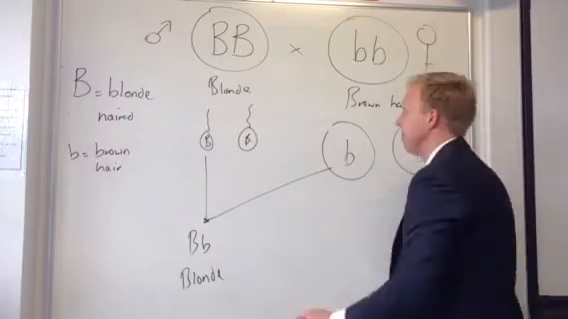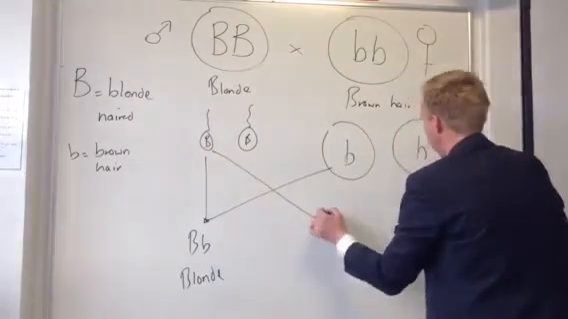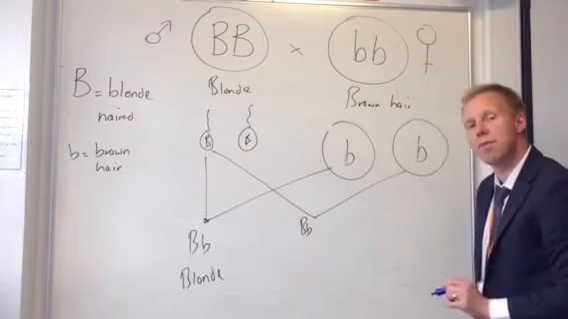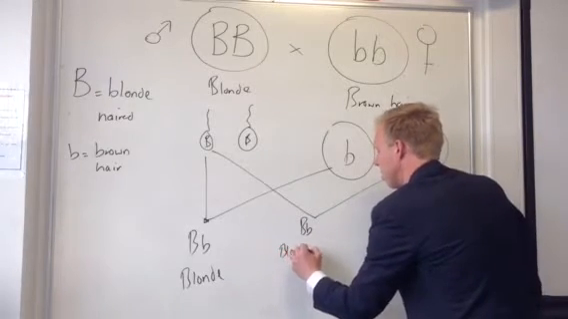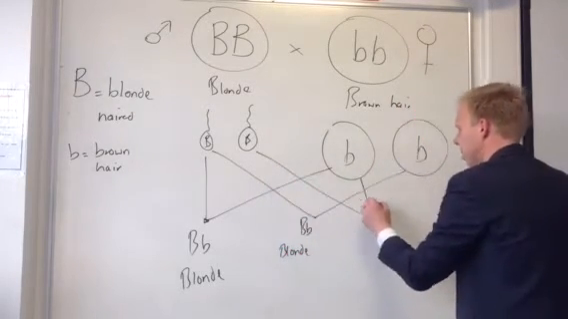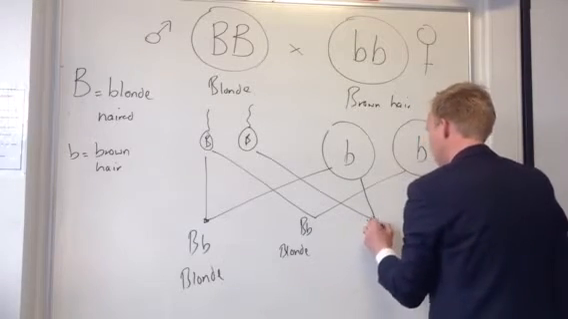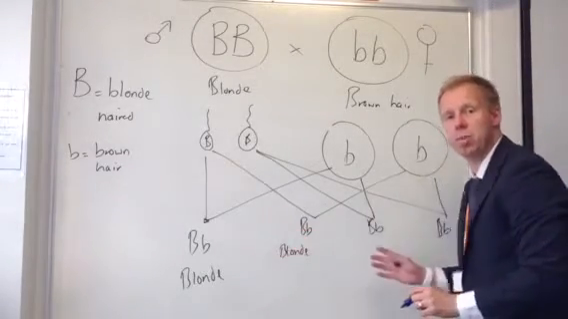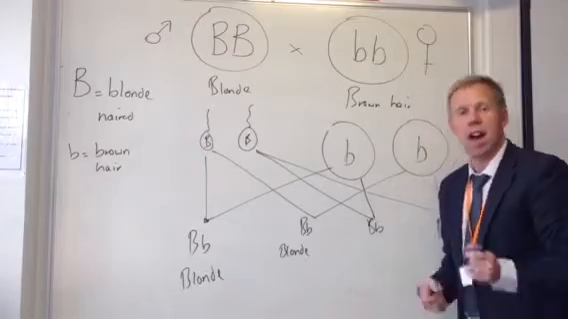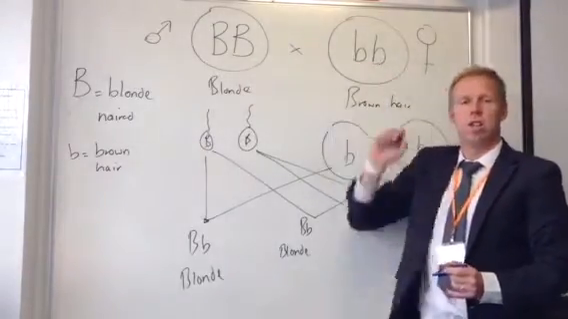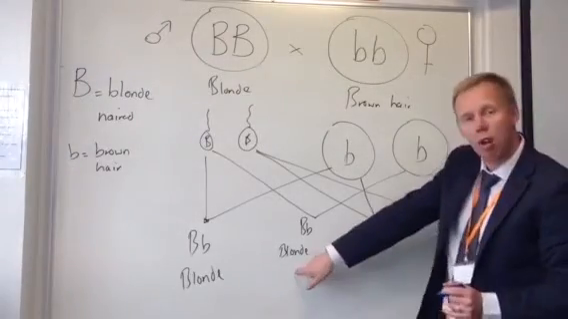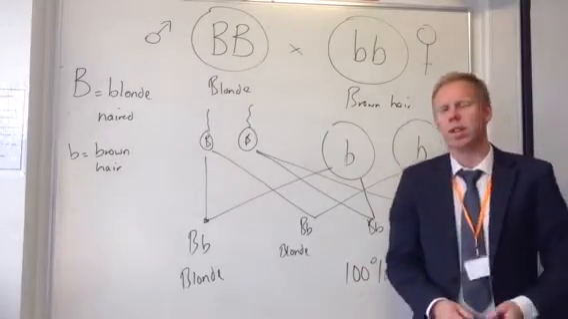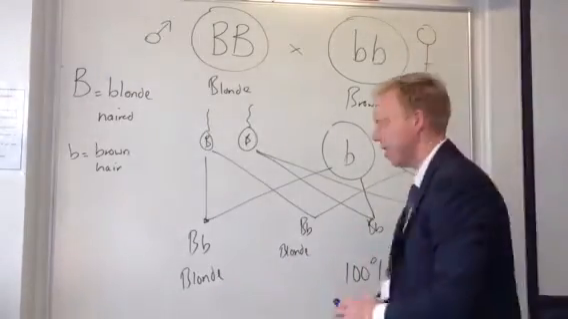But there are other possible combinations. Because this sperm could actually join with this egg. But we'll get the same result. Or this sperm could join with that egg. Or this sperm with that egg. So there are all these possibilities, but they give the same result. And the chances of these two individuals producing a blonde-haired offspring are 100%. But I want to take that further.